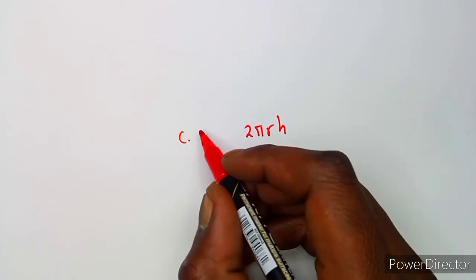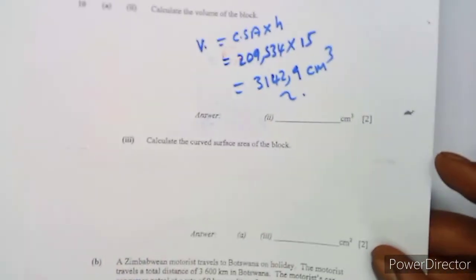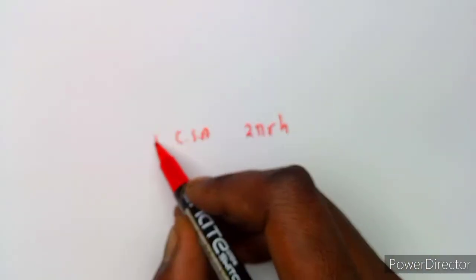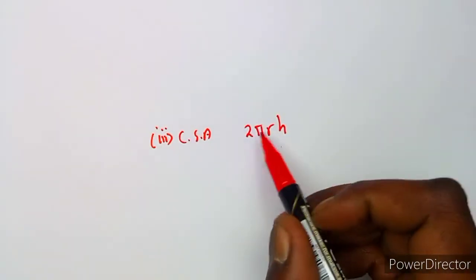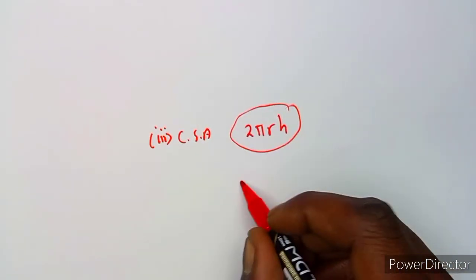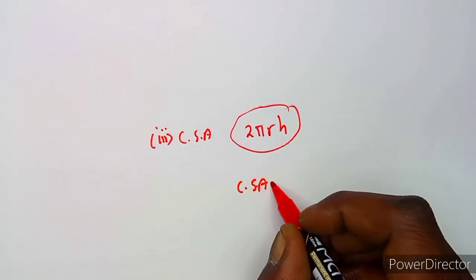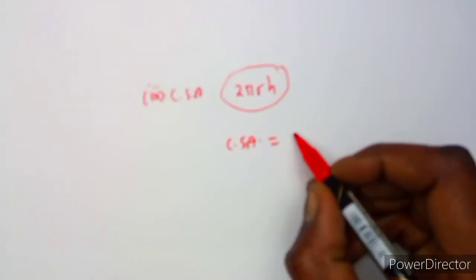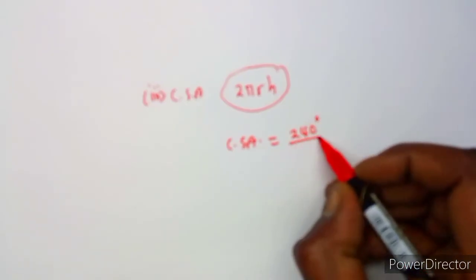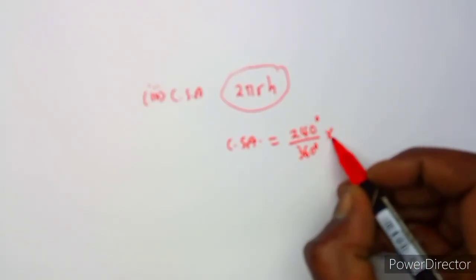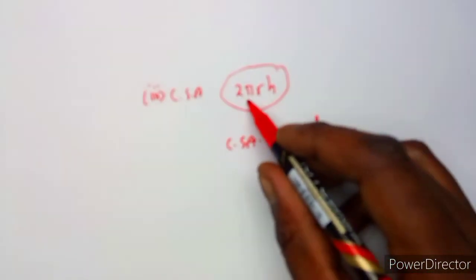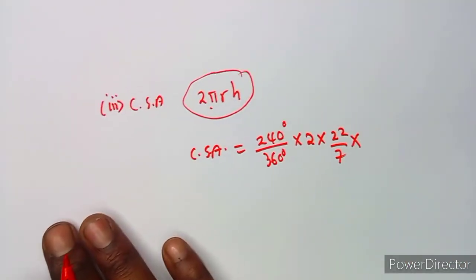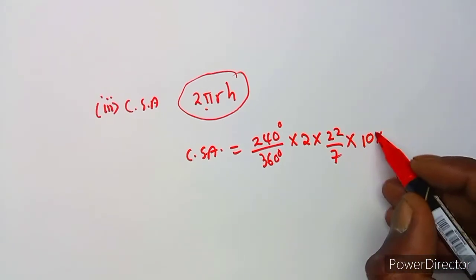So the curved surface area was supposed to be that formula, but because of the angle that we are given, it is going to be theta over 360, which is 240 degrees over 360 degrees, times 2 pi rh, which is 2 times pi, 22 over 7, times the radius, which is 10, times the height.